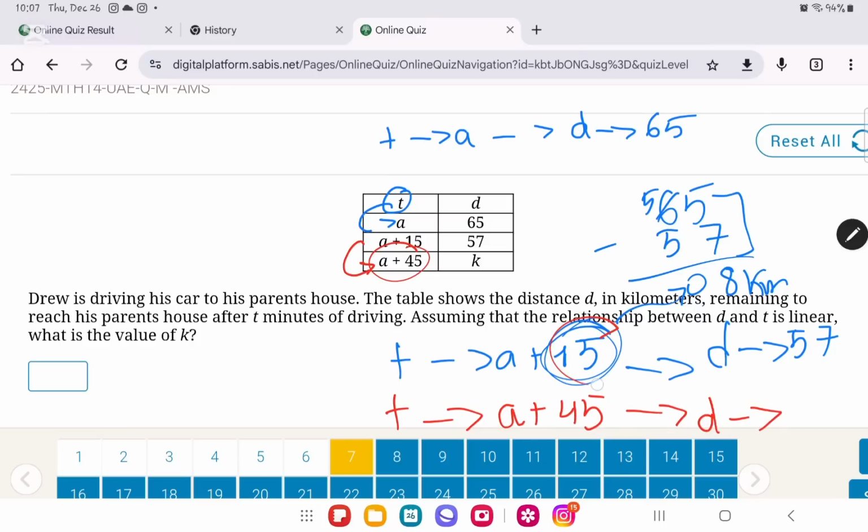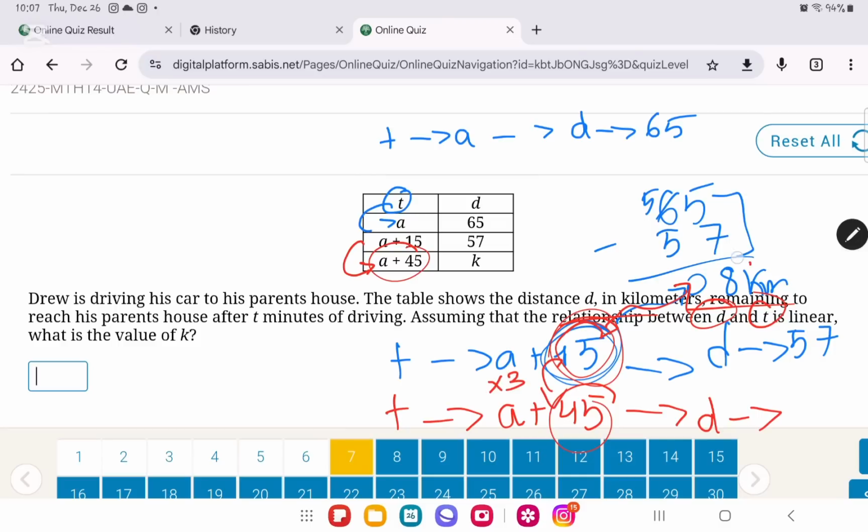In 15 minutes, the distance decreases by 8 kilometers. What about 45 minutes? What happened? They told us that the relationship between D and T is linear. So even if they are in the opposite direction, if this one is increasing and this one is decreasing, whatever happens to the T will also happen to the D. So the time changed from 15 minutes to 45 minutes. That is a times 3.